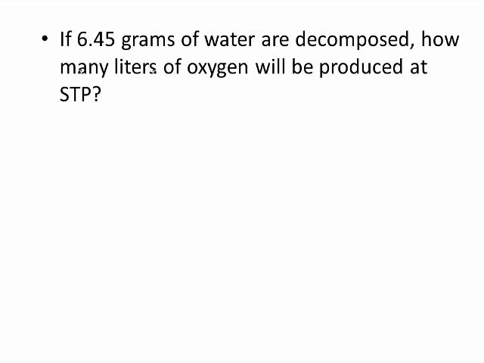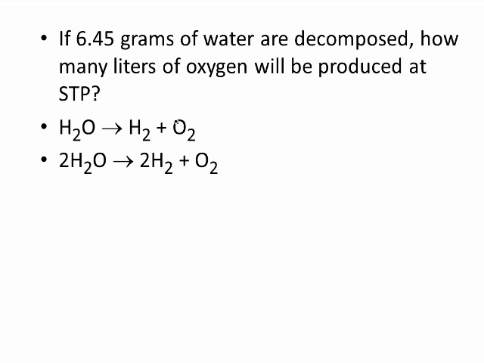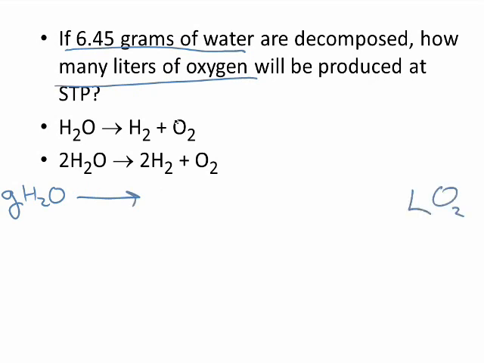Let's look at this. We have 6.45 grams of water. Decompose, how many liters of oxygen were produced at STP? So this is the equation, so we should know how to write that equation, and then we have to balance it. So what does this mean? Let's look at this. 6.45 grams of water, and how many liters of oxygen will be produced at STP? So we start with grams of water, and we need to go all the way to liters of oxygen.